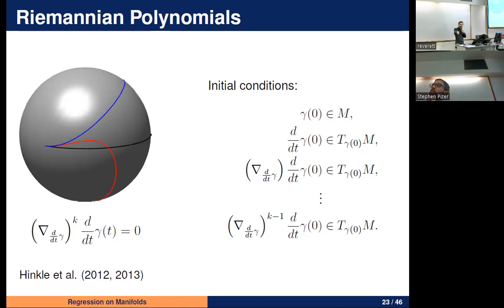The answer is yes, you can do polynomials. This is an example, again, on a sphere. What do polynomials on a manifold look like? I'll talk about the math in a minute. But I'll just say that a first order polynomial is like a straight line, a geodesic, like the equator here, the black curve. A quadratic curve is something that can bend, at least at the second order.